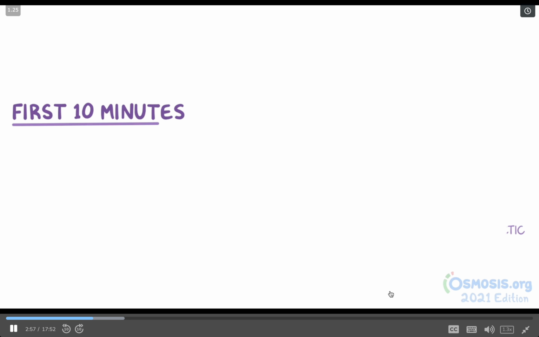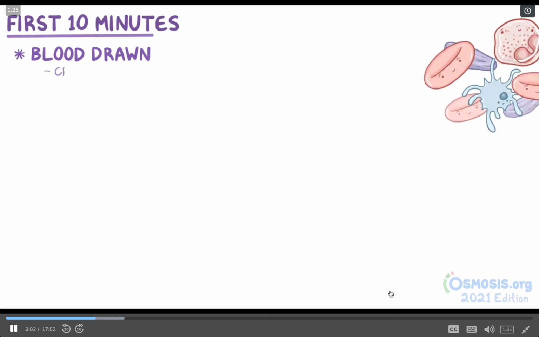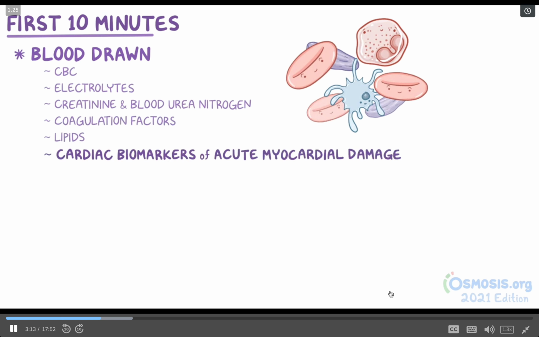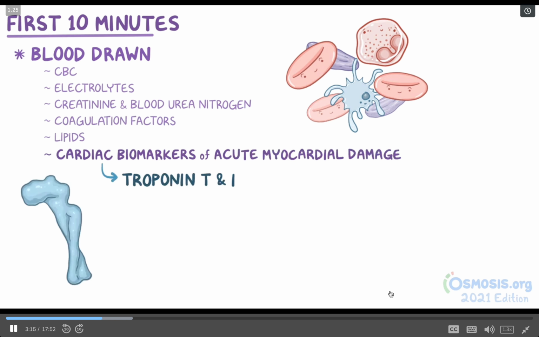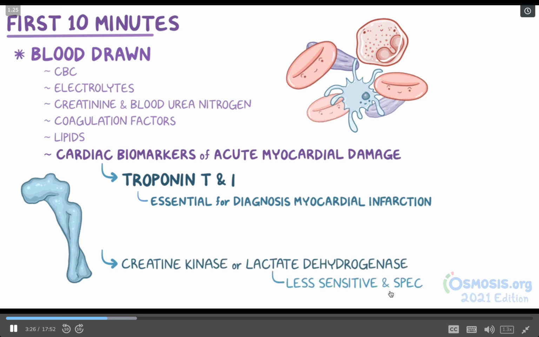In the meantime, IV access should be obtained, and blood should be drawn for initial laboratory work, including a CBC, electrolytes, creatinine and blood urea nitrogen, coagulation factors, lipids, and most importantly, cardiac biomarkers of acute myocardial damage, including a troponin T and I, which are essential for diagnosing a myocardial infarction. Other cardiac biomarkers like creatine kinase or lactate dehydrogenase are less sensitive and specific than cardiac troponin. So the current guidelines recommend cardiac troponin as the only cardiac biomarker that should be measured in a patient with suspected myocardial infarction.